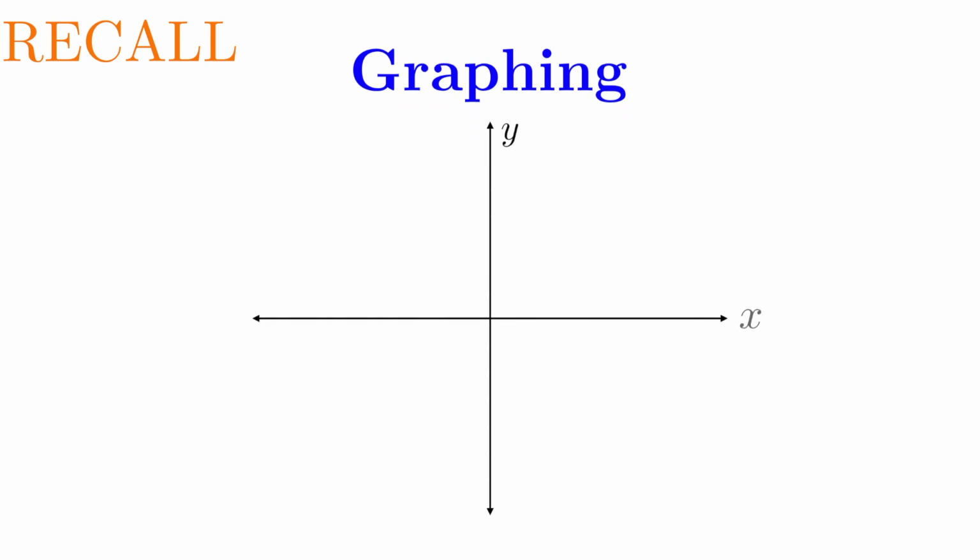Now, just to recall, we graph a function by plotting the inputs and the corresponding outputs given by that function on a Cartesian or XY plane. The inputs would go on the x-axis while the outputs would go on the y-axis. For example, let's take an arbitrary function. Let's say the input is 2 and the output is 2 as well. That would form a point.